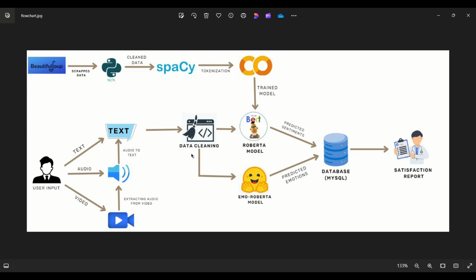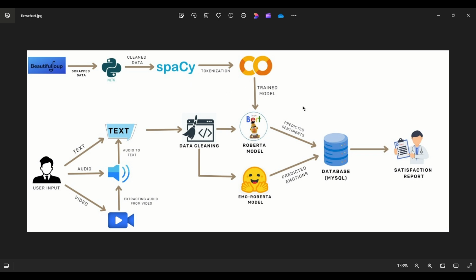Hello everyone. So this is our project of patient emotion and sentiment analysis. Here we have used an NLP model, which is trained on scraped data available from social media websites, which are scraped using Beautiful Soup. Then it is passed through NLTK, and the clean data is passed through spaCy, and it is tokenized. We have trained the models on Google Colab.